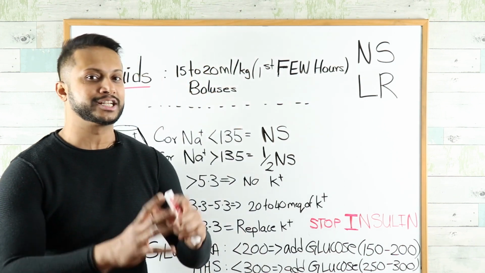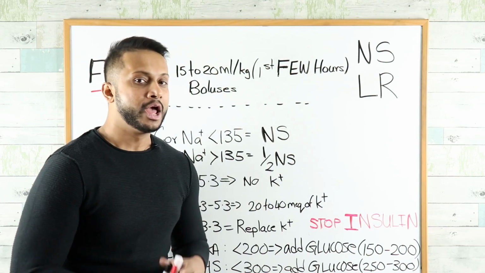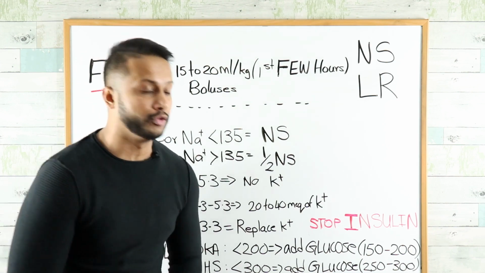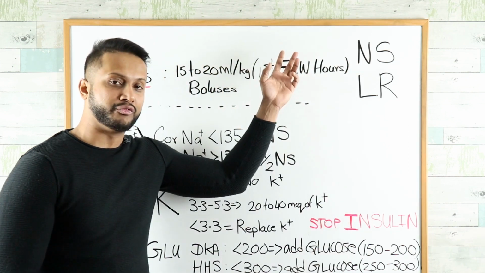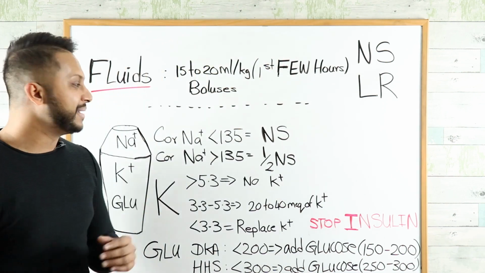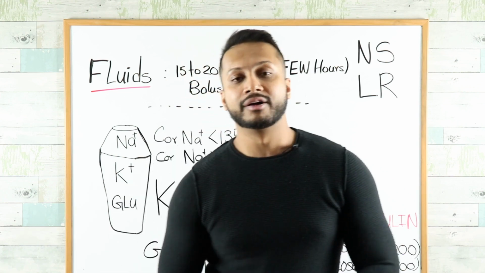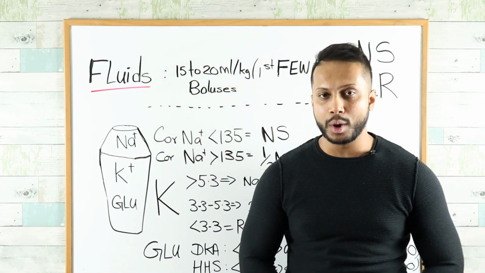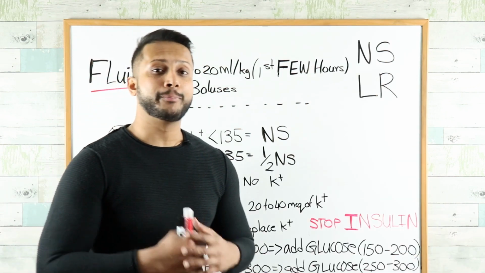Remember, you're trying to expand volume intravascularly in the initial part, and the only one who can do that very efficiently is isotonic fluid. So it must be normal saline or Ringer's lactate during your initial phase. However, during your maintenance phase, it all depends on your corrected serum sodium. Greater than 135, you will use half NS. If it is below 135, you will use normal saline. Alright, so let's move on to the potassium story.